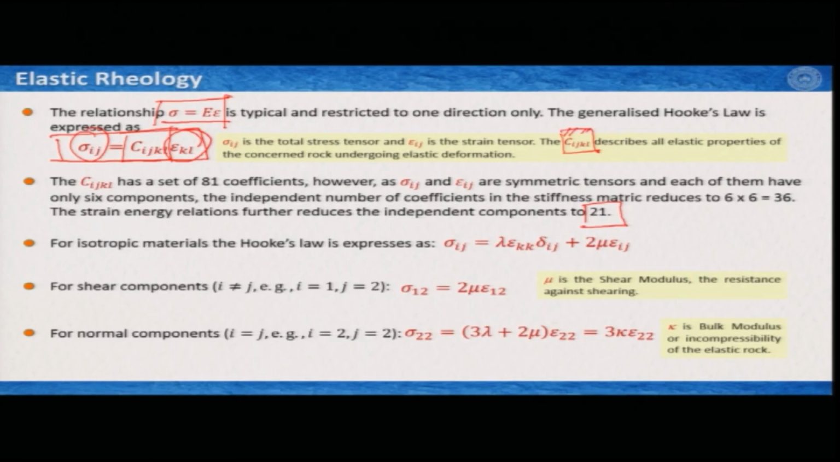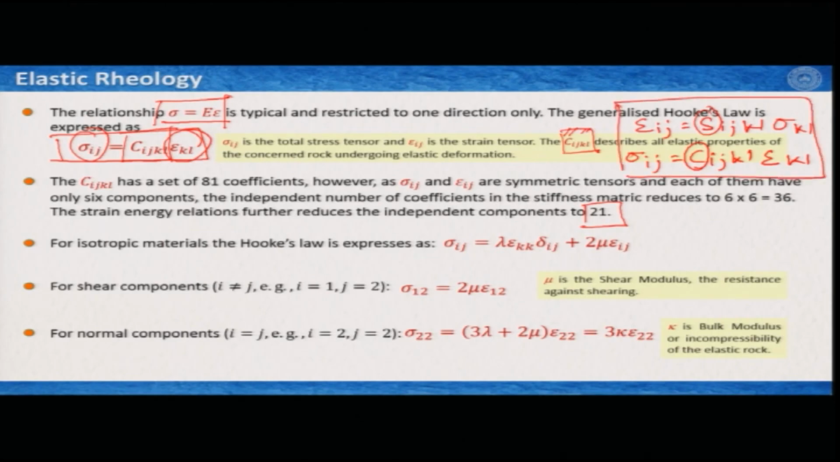Now, if this equation is written in this form, sigma ij equal to C ijkl strain kl, you can also express it in terms of strain. So, instead you can write strain ij equal to, I am sorry, a different matrix S ijkl stress kl. Now, C is known as the stiffness matrix, and S is known as the compliance matrix. So, this is something that you may note.